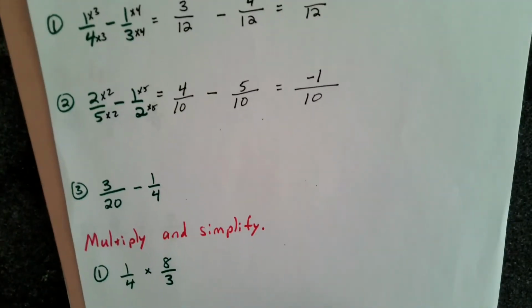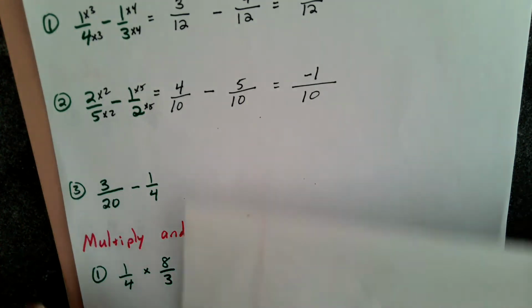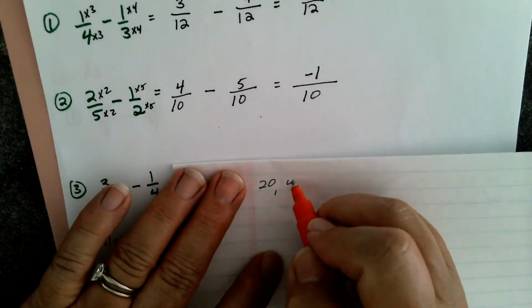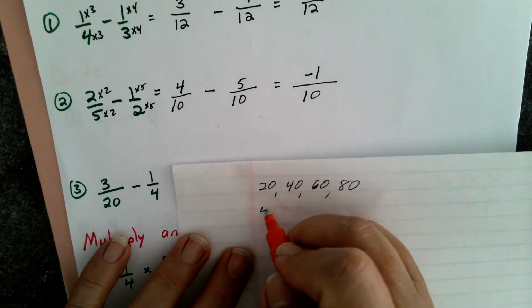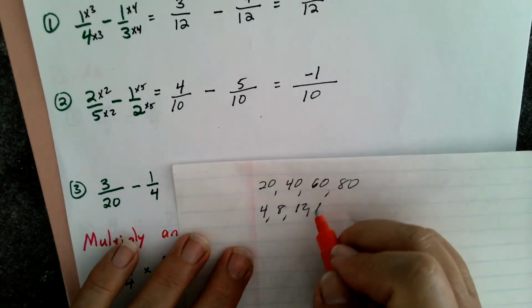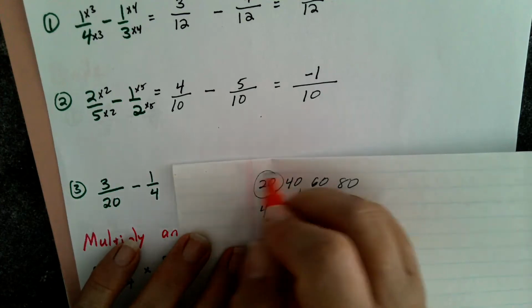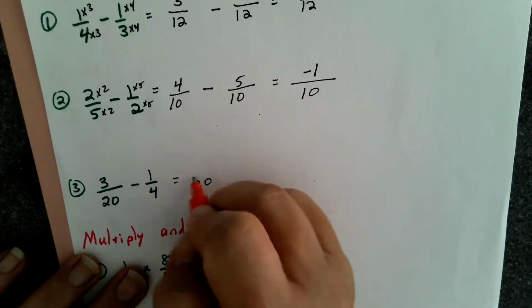And then on our last example, I encourage you to do this without watching the video at first, to try it yourself, and then turn the video back on to check your answer. So I'm going to start with my multiples of 20. The multiples of 20 are 20, 40, 60, 80, etc. The multiples of 4 are 4, 8, 4 times 3 is 12, 4 times 4 is 16, 4 times 5 is 20. And I can stop because I've already got my least common multiple. It's 20. So I'm going to make both of my denominators 20.